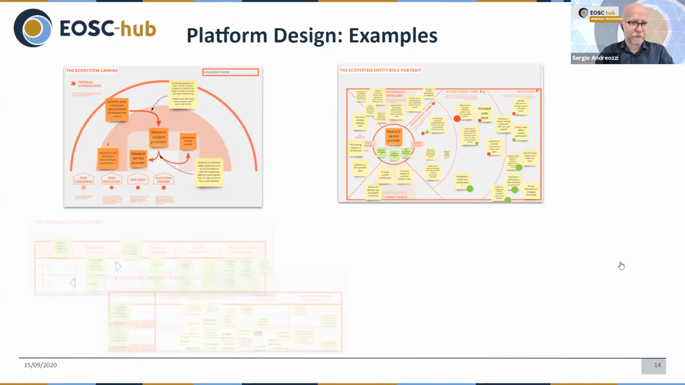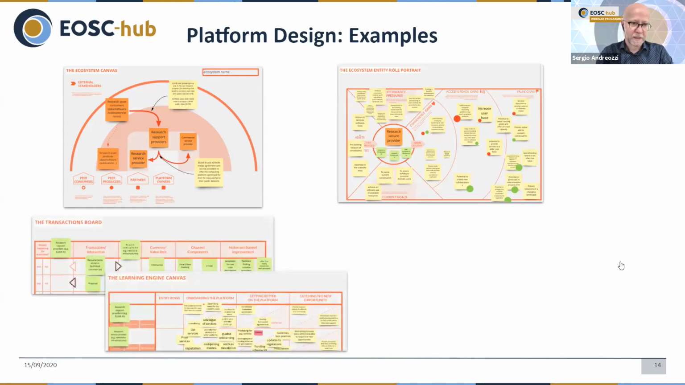Another type of canvas is about then for each of the relationships that have been identified to analyze, okay, for each couple of roles that interact, to map and describe the transactions, what is the channel, what do they exchange, what is the value they get back, and how the platform can improve those transactions.